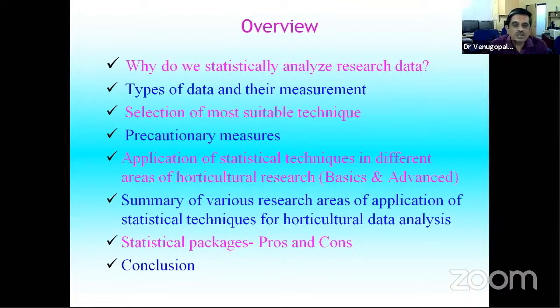Then I will proceed to the application of statistical techniques in different areas of horticulture research, first for basic methodologies and also for advanced methodologies, based on my interaction with several scientists for the last 20 years at IIHR. Then I shall present a summary of various research areas of application of these techniques in horticulture data analysis. I shall conclude with the pros and cons of statistical packages which are available as of now.